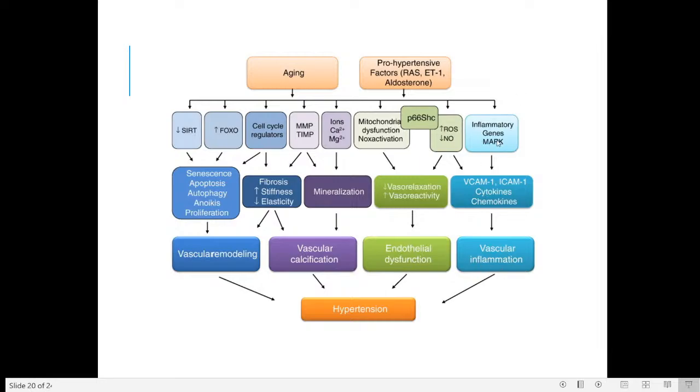Then inflammatory genes called MAPK are involved in activating the pathway of cytokines and chemokines, that are VCAM1 and ICAM1, and that activates vascular inflammation. All those things are vascular pathways that make hypertension. So this is only one pathway explanation.